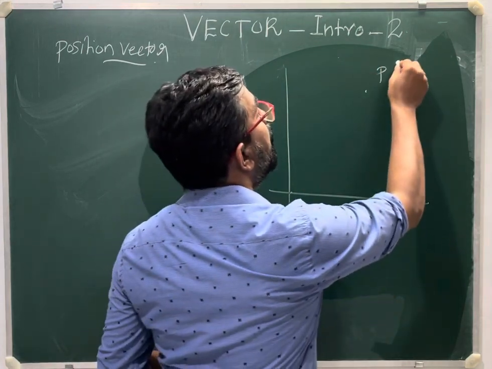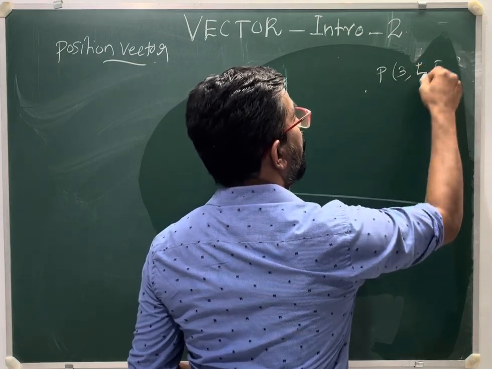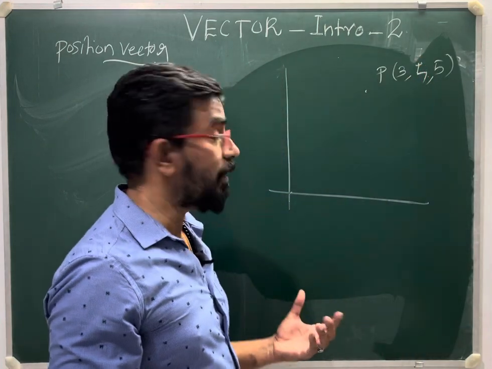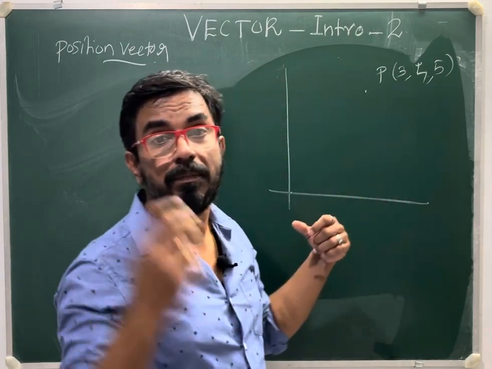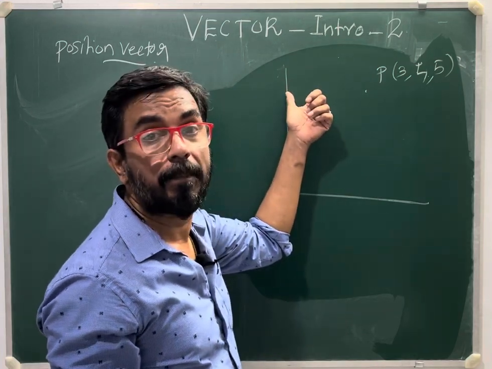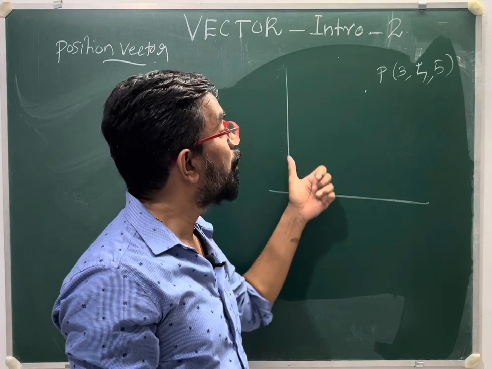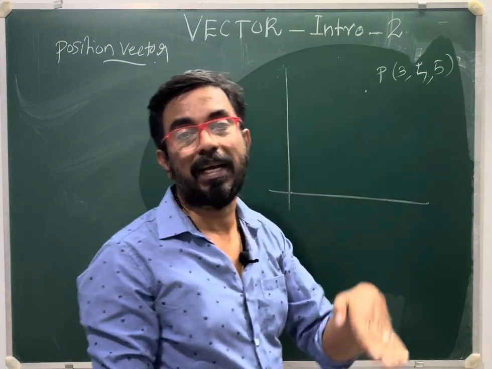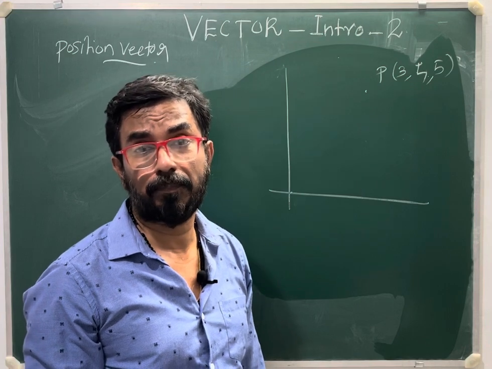This point may be 3, 4, 5. What is the meaning of 3, 4, 5? It is 3 units away along the x-axis from the origin, 4 units along the y-axis, and 5 units along the z-axis. That's what 3, 4, 5 means. That is the position of this point.